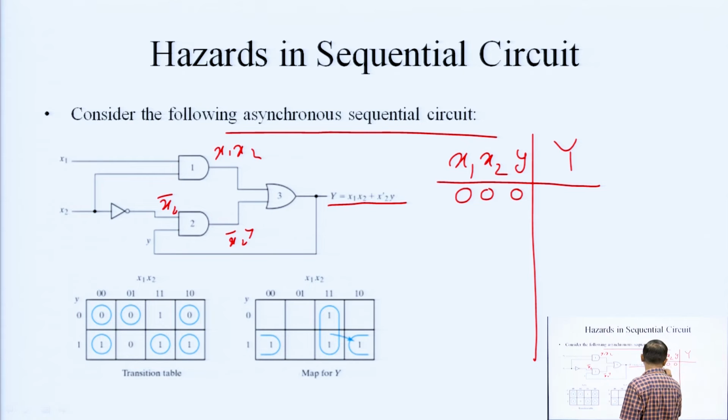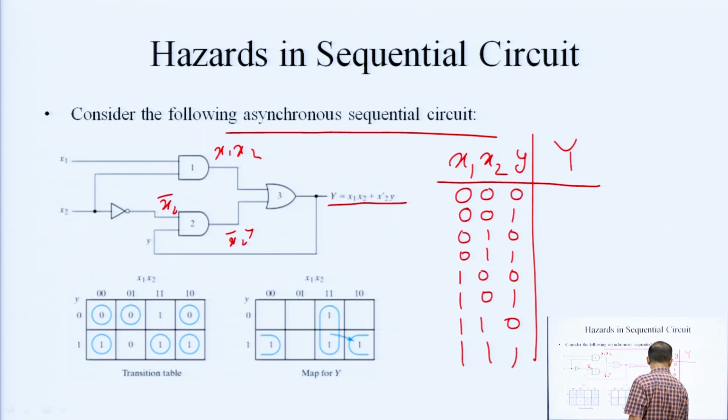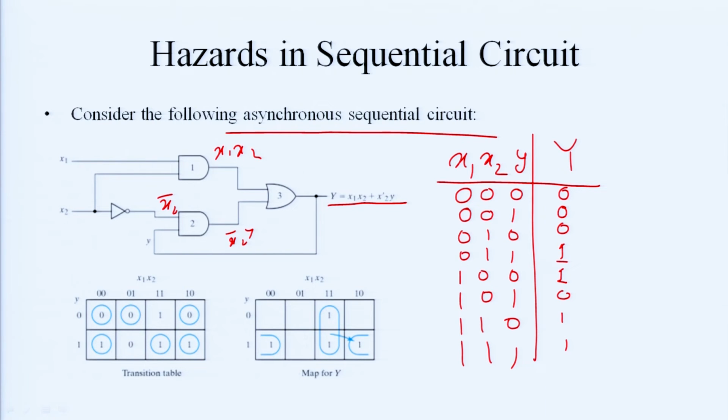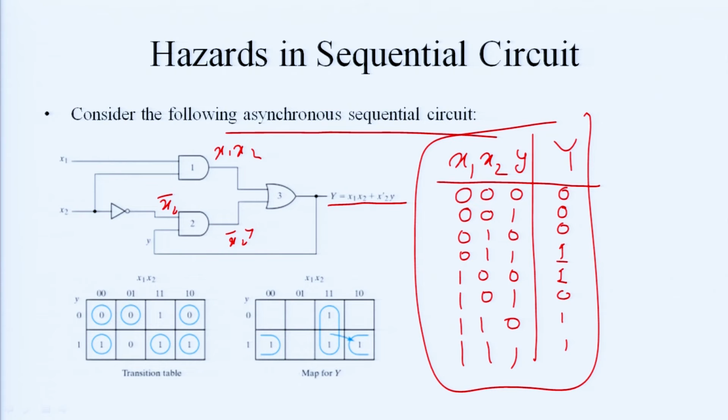So, 8 combinations: 000, 001, 010, 011, 100, 101, 110 and 111. Okay. If we find the values, we just put the values of Y: this will be 0, this will be 0, this will be 0, this will be 1, this will be 1, and so on for the condition of x2 and y. Next, for 110 we will have 0, then 101 will have 0, 1 and 1. Okay. So, these values have now been implemented here.